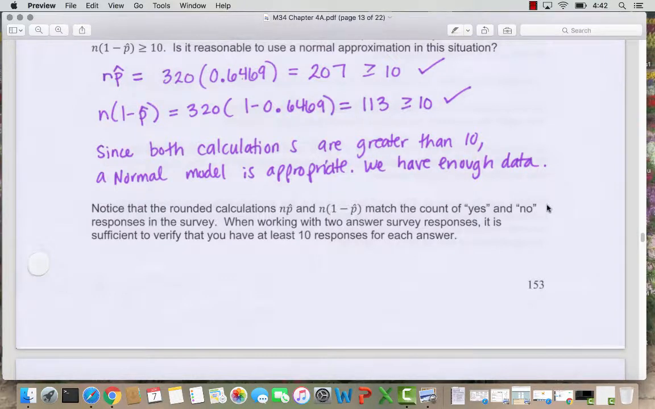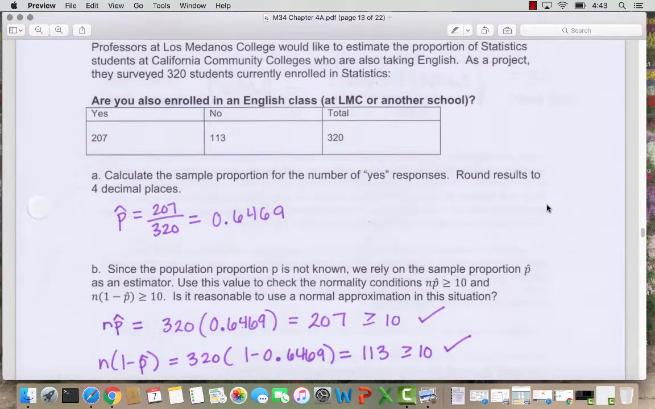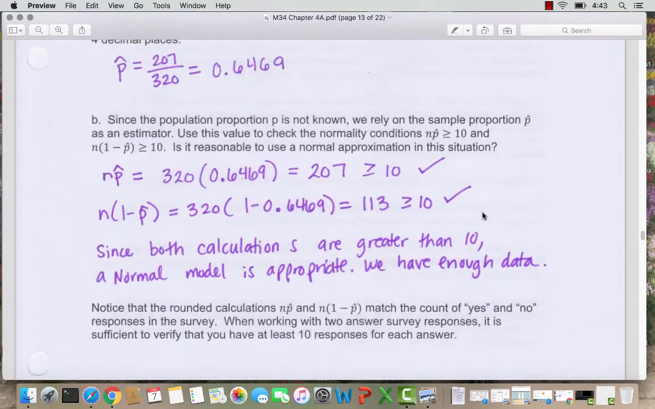And I put a note here. Notice that the rounded calculations match the counts of yes or no in the table of the responses in the survey. So if you're working with two-answer survey questions like this, it's sufficient to check to make sure, do I have at least 10 responses in each category?